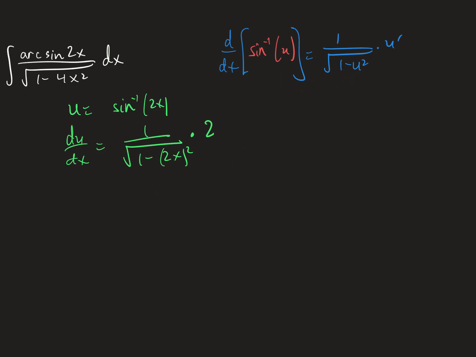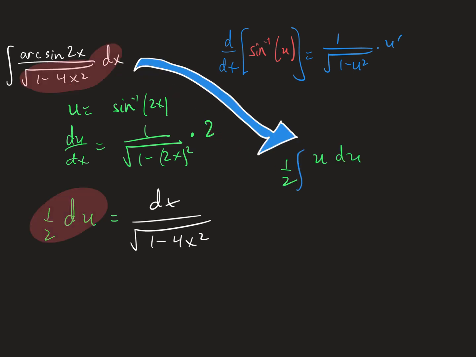All right. So if we divide both sides by 2, we'll have 1/2 of du. Multiply both sides by dx, we have dx over the root, and that's this piece of our integrand. So we can rewrite this with our u substitution. Dx over the root is 1/2 du. And that leaves arc sine of 2x, which is u.